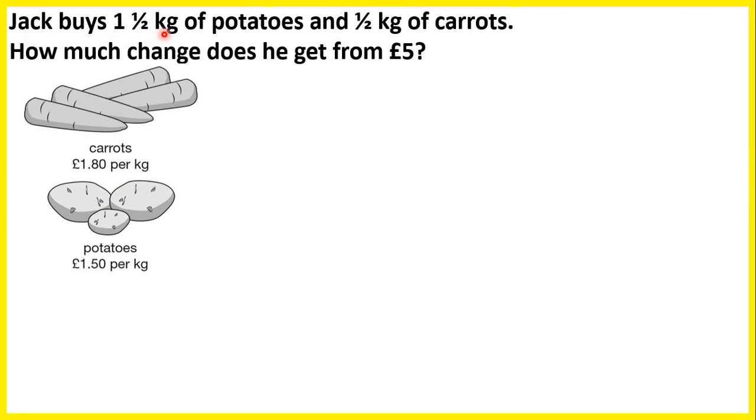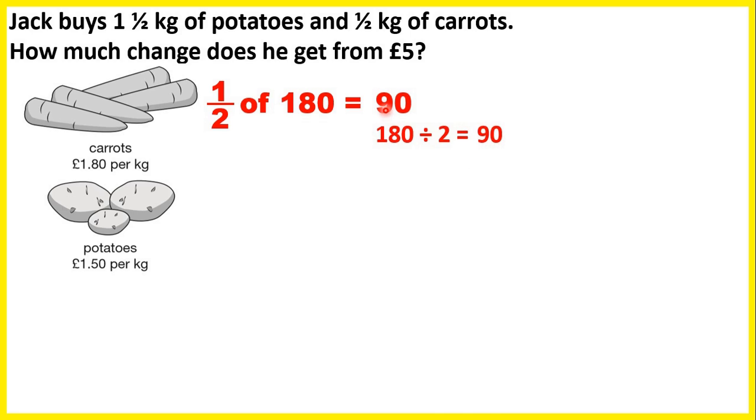Jack buys 1.5 kilograms of potatoes and half a kilogram of carrots. How much change does he get from £5? Well, first of all, we need to know what he spends. So we need to know the total of 1.5 kilograms of potatoes and half a kilogram of carrots. We know that carrots are £1.80 per kilogram. So to find half a kilogram, we need to find half of £1.80 or half of 180 pence. Now 180 divided by 2 is 90. So that means he spends 90 pence on carrots.